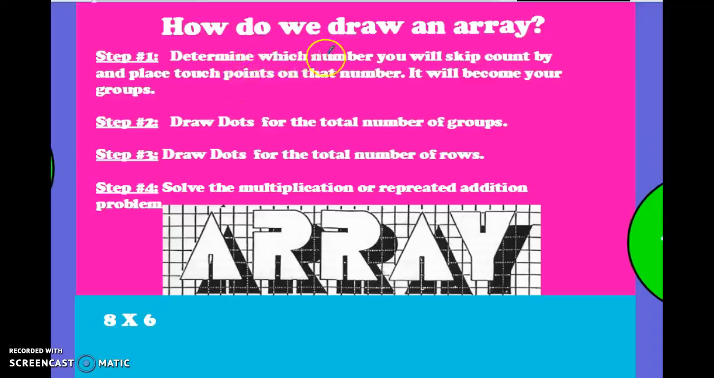The first step is you need to determine which number you will skip count by and place touch points on that number. This group will become your total groups. So if I like skip counting by the 6s, I'm going to put my 6 touch points over on my 6 just to remind myself that I need 1 group, 2 groups, 3 groups, 4 groups, 5 groups, and 6 groups. You can represent those groups with circles, smiley faces, X's, stars, hearts, anything you want. Just recognize that whichever one you put the touch points on, in this case that was the 6, that's how many groups you're going to have moving down a page.